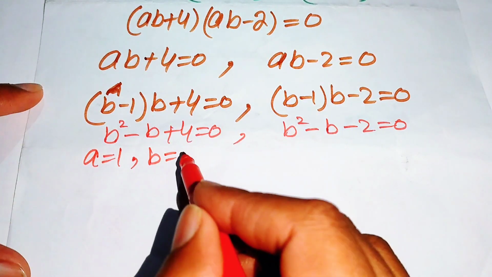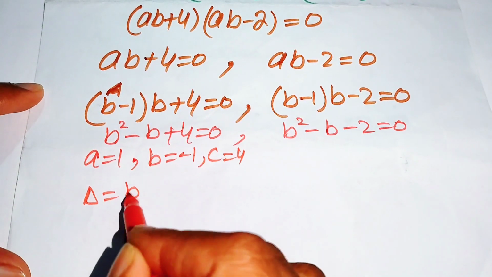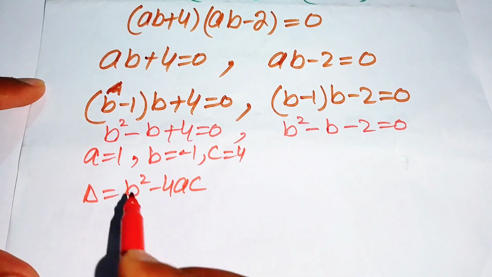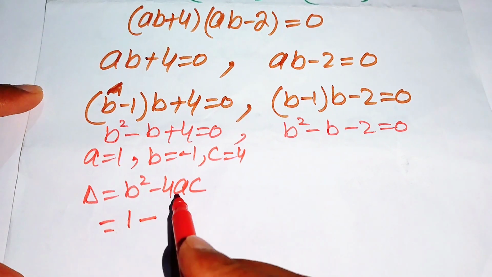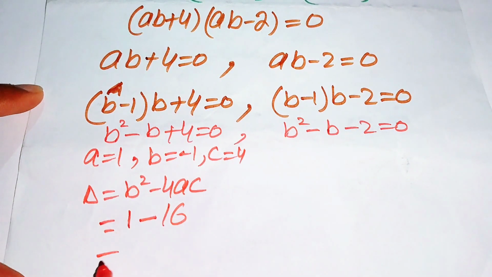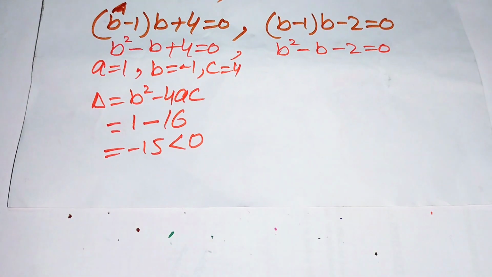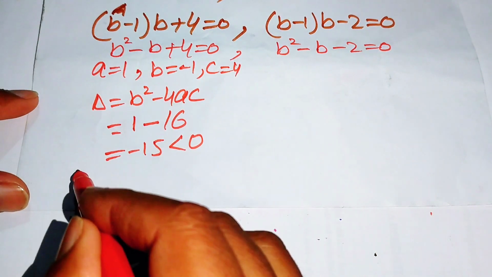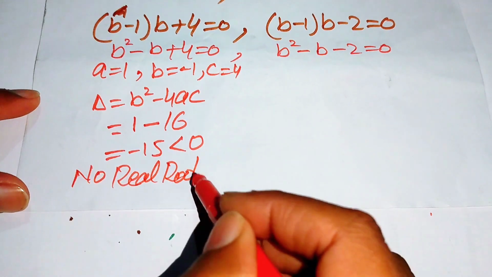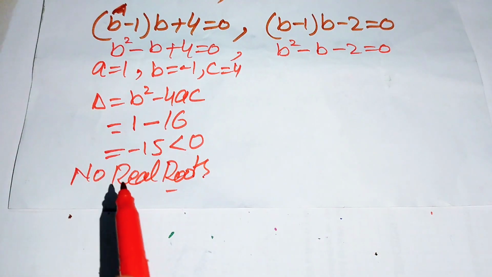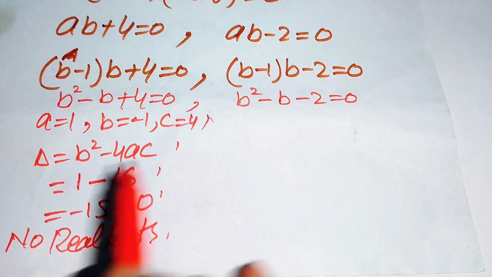So we have a equals 1, b equals minus 1, c equals 4, and our delta is written as b square minus 4ac, and the value of b is minus 1 squared. It becomes plus 1 minus 4 times 4 is 16, and it equals minus 15, and it is less than 0. So this discriminant tells us that if our delta is less than 0, it means that it has no real root. So this case gives us no real root, so we reject this case and we just proceed with this case only.